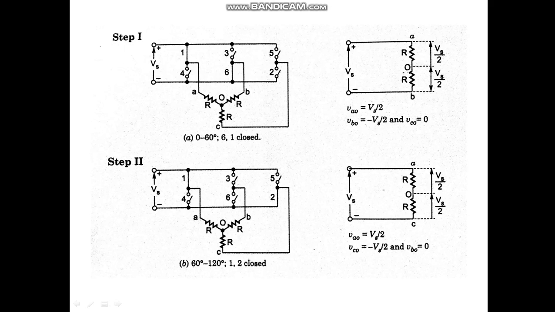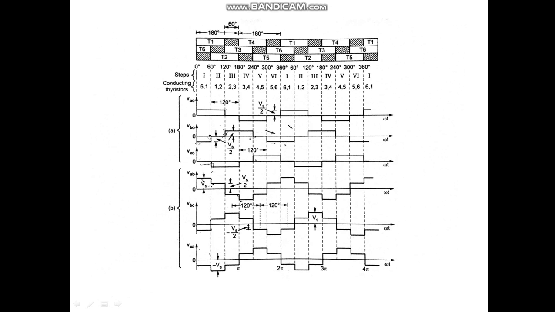R phase is connected to positive and Y phase is connected to negative. Here I could show B phase, but it is hanging, so no use. So Vs is applied across R and Y, giving Vs by 2 across R, and Vs by 2 across Y. Very simple. You can see in the waveform where it is phase voltage. This is RO, or AO. This is a Vs by 2 voltage.